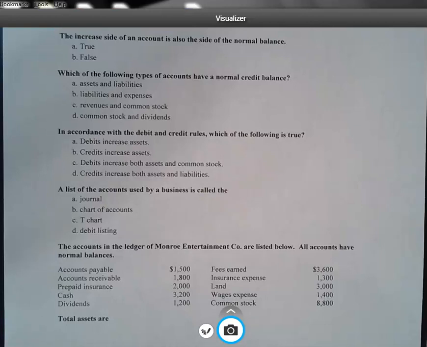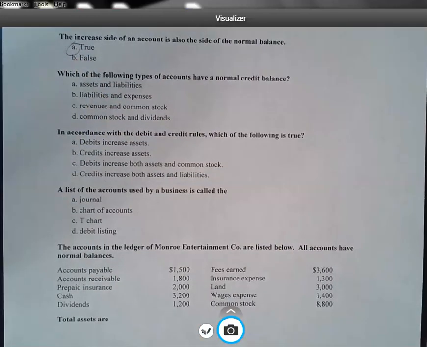Let's take a look at some introductory level questions for our chapter. And again, our chapter is based upon analyzing business transactions. So that's the topic of the day. If we look right up here at the top, very interesting question. It's a true false, and it says the increase side of an account is also the side of the normal balance. Okay? This is an absolutely true statement.